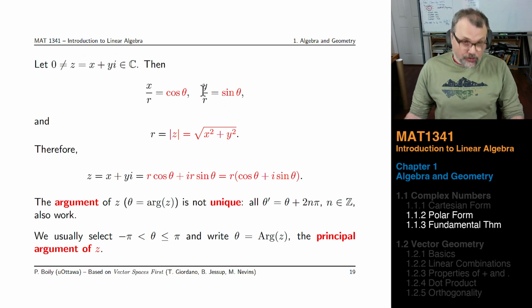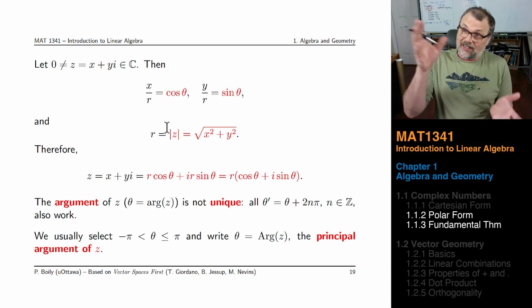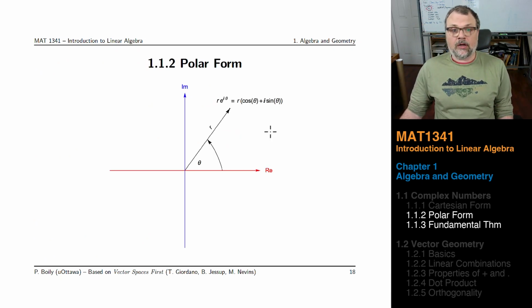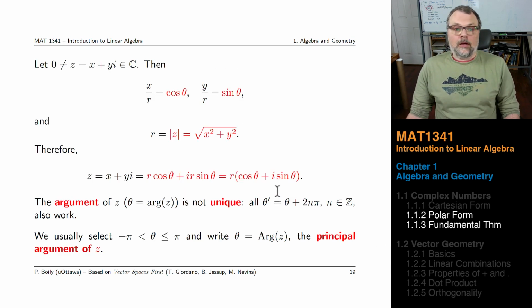And by construction, r has to be the length of z. I mean, they're representing the same quantity. If z is your point, your complex number here, whether I call this r or the modulus of z, this is the length of the vector here. And by Pythagoras' theorem, that's got to be the square root of x squared plus y squared.